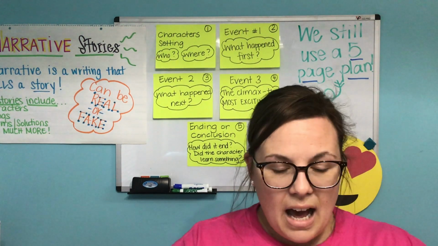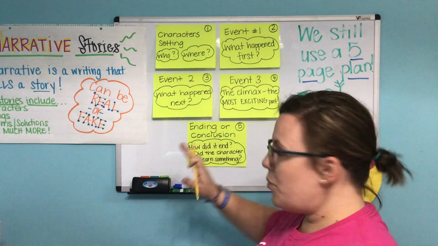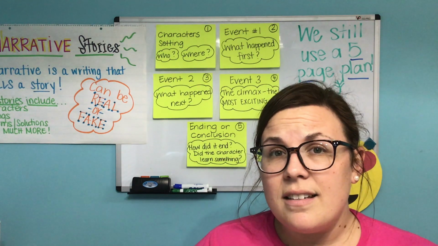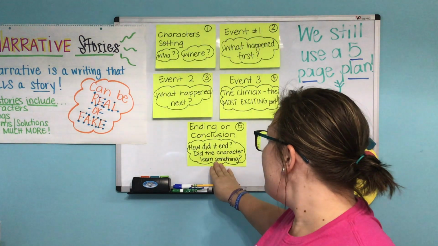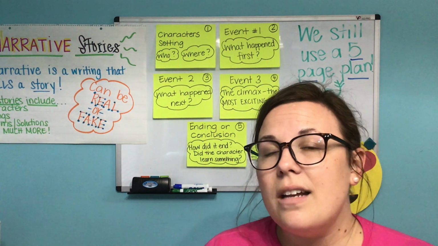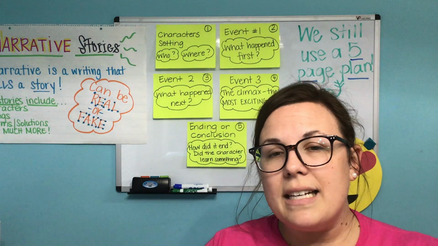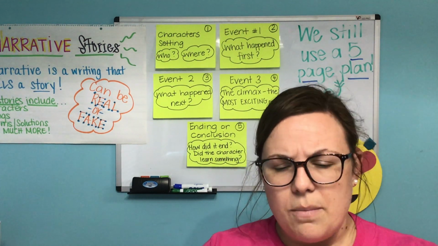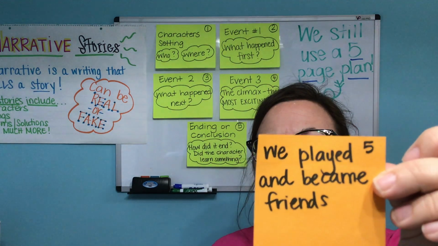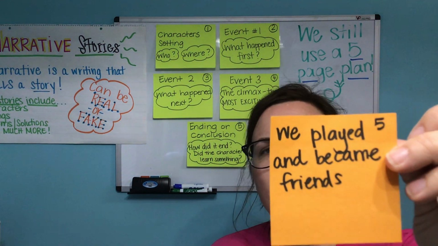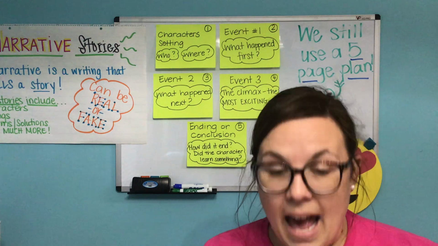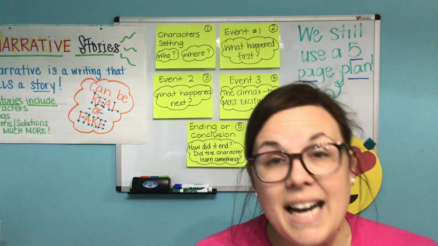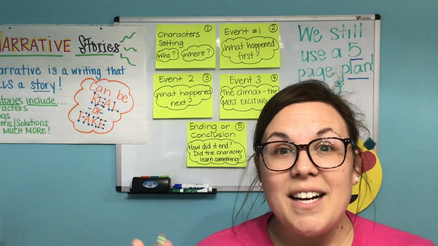Well, I am going to tell you how my story ends, and I'm going to end it with, we played and we became friends. Now, the part about learning something, I haven't decided that part yet. So that's okay. If you just want to put your ending down and then see how your story goes, we can always go back and edit just like we did before. So sticky note number 5, which is the end of my story, says we played and became friends. And when I write, I can add in all those special details. All right, now it's your turn to finish your ending.